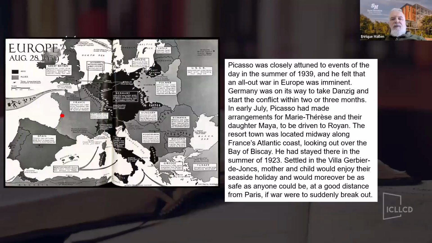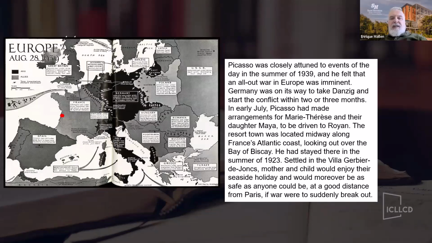Picasso was closely attuned to events of the day in the summer of 1939, and he felt that an all-out war in Europe was imminent. Germany was on its way to take Danzig and start the conflict within 2 or 3 months. In early July, Picasso had made arrangements for Maria Therese and their daughter Maya to be driven to Royan.